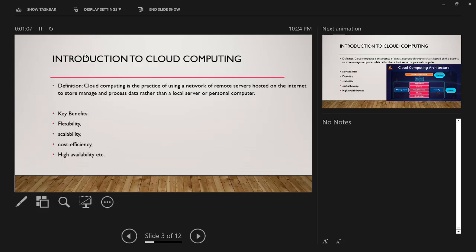Introduction to cloud computing. Cloud computing is the practice of using a network of remote servers hosted on the internet to store, manage, and process data rather than using your local PC. Some of the benefits are flexibility, high availability, scalability, and also the cost efficiency it renders.